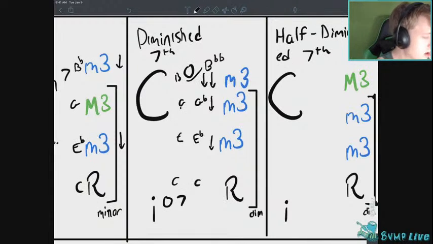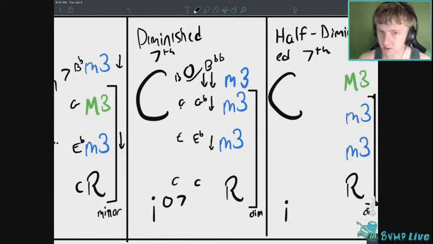And then our seventh on top of that. So we end up with B, and then we have to go down, down, and then down again to end up with our B double flat. Remember, it's a B double flat, not an A. I swear, it's not an A. Even though you really want it to be an A, but it is not an A. So let's take a look.